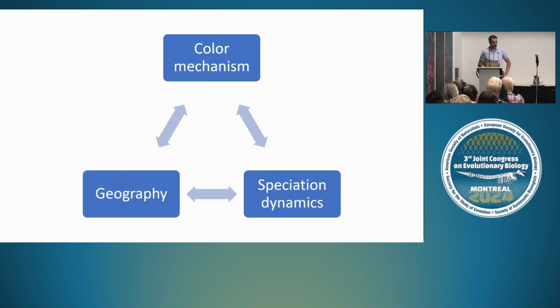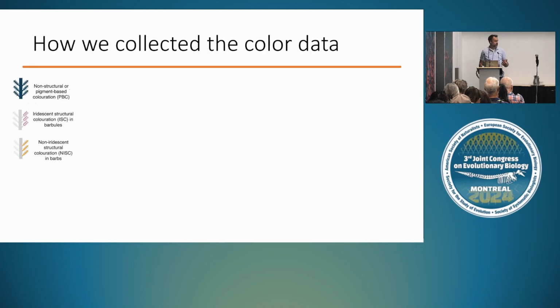And I think also it's really important to consider the whole thing. So geography, speciation dynamics, and mechanisms. And this is the crux of this study here, of what I'm going to be showing now. So to tease apart these three things and how they interact to produce latitudinal gradients in coloration, we first needed a database of structural color and different color mechanisms in birds.